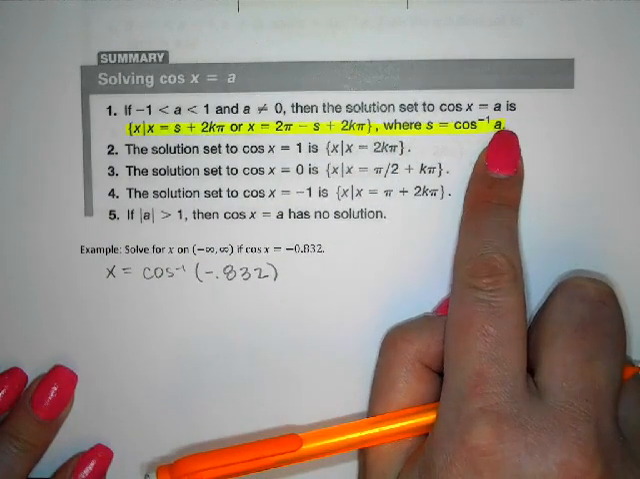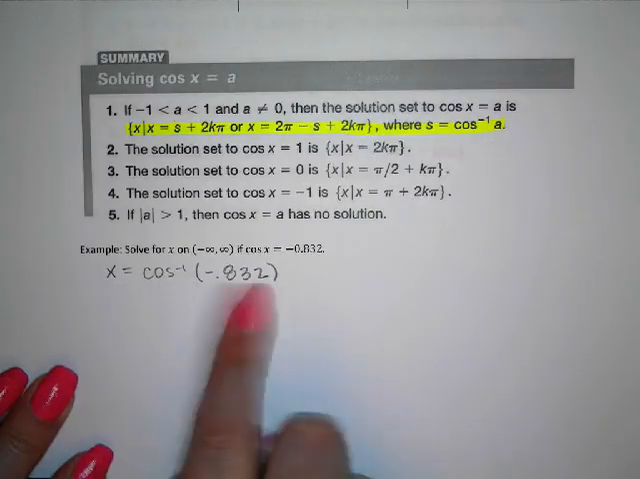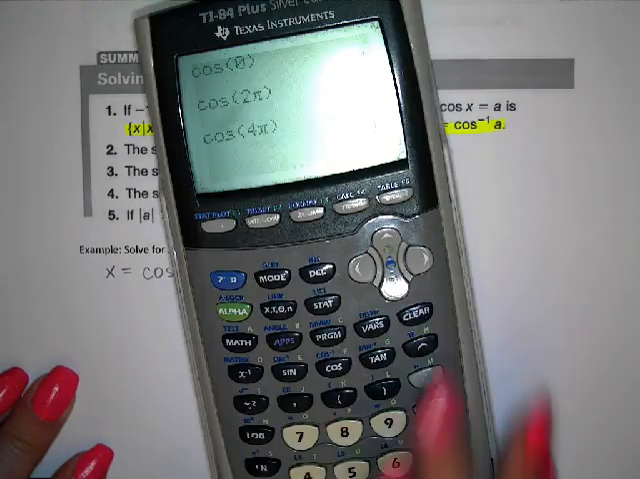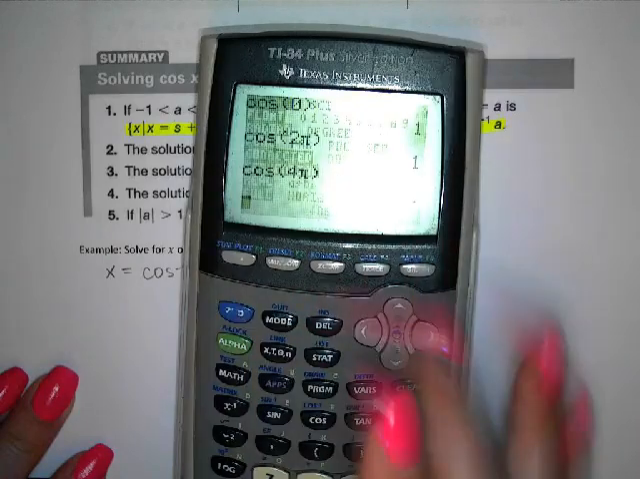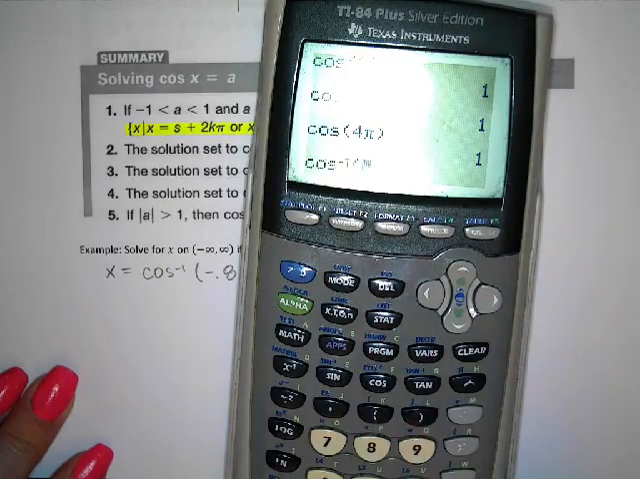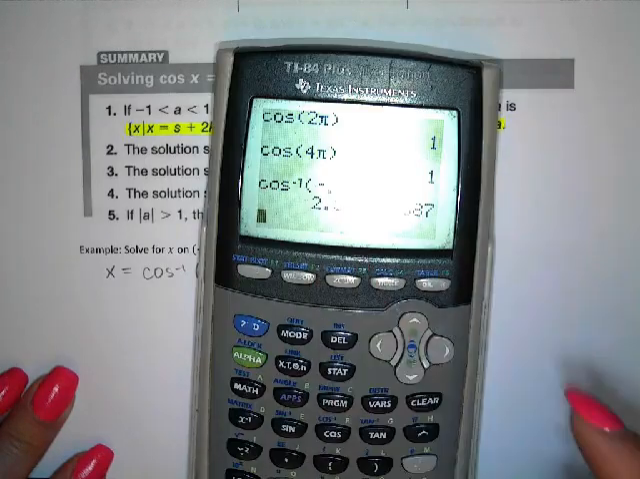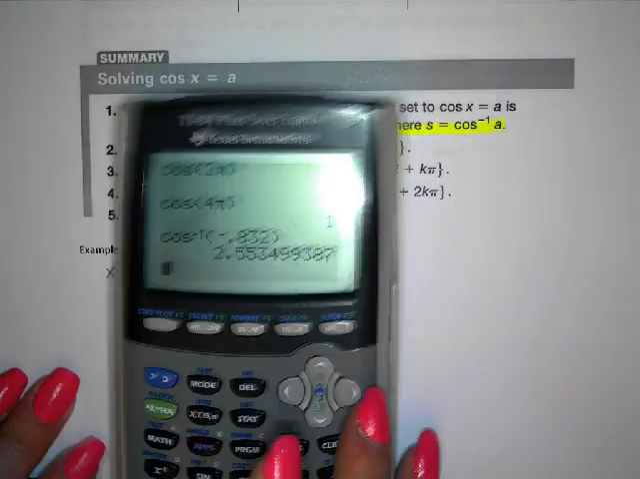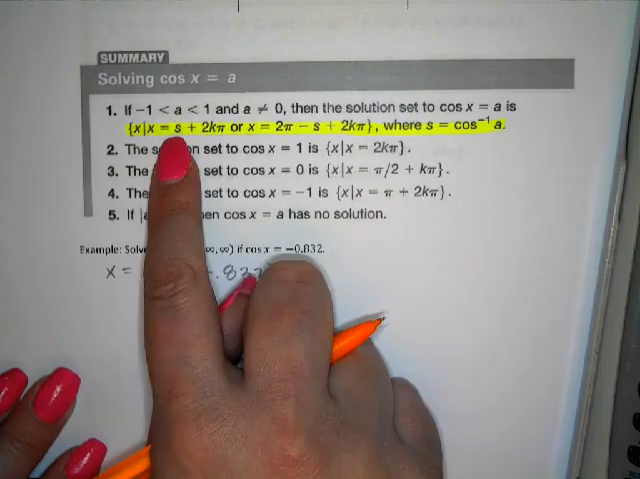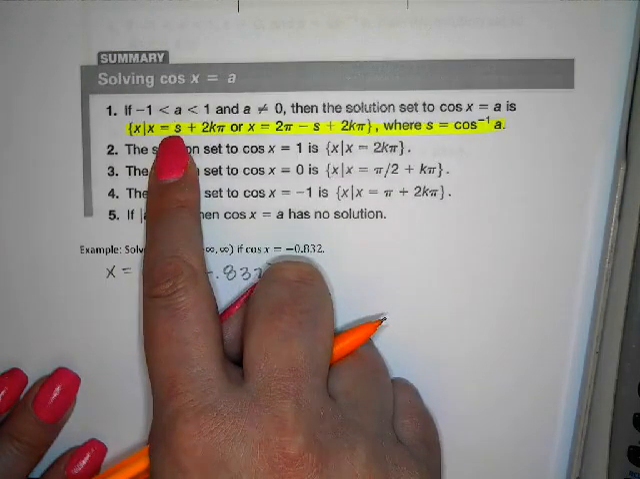So I'm going to figure out what this is. I'm going to call it S. So that's right, I'm in radians. So I'm going to do cos inverse of negative 0.832. Okay, 2.553 is my first answer. So my first answer is S plus 2 pi k.